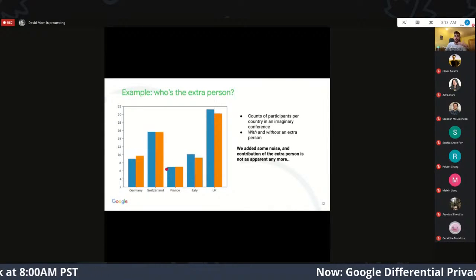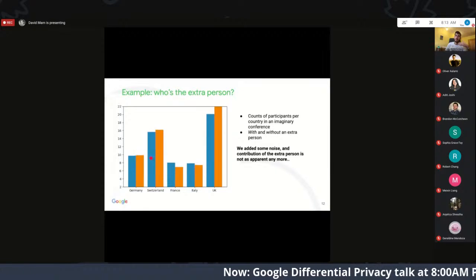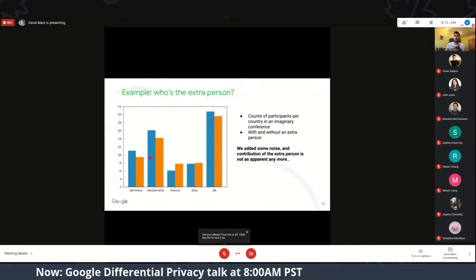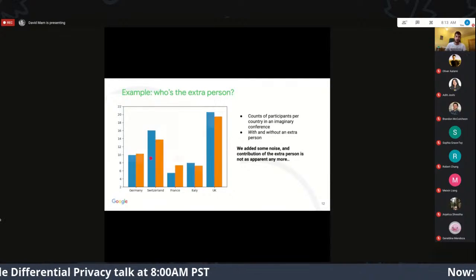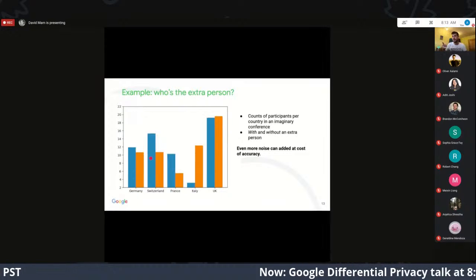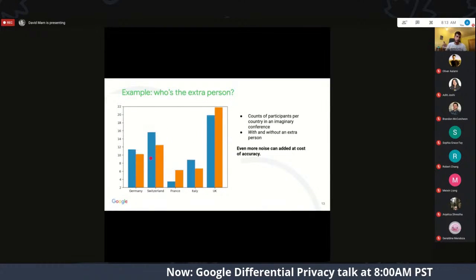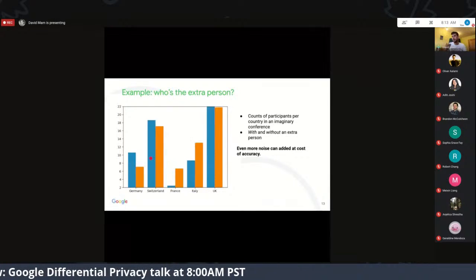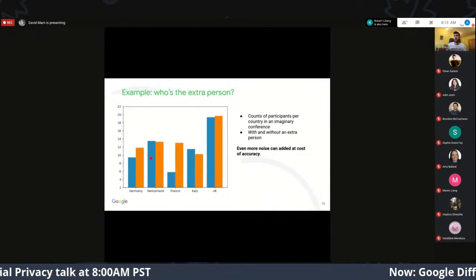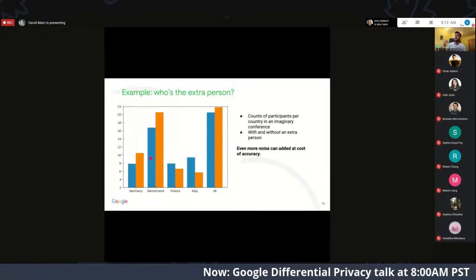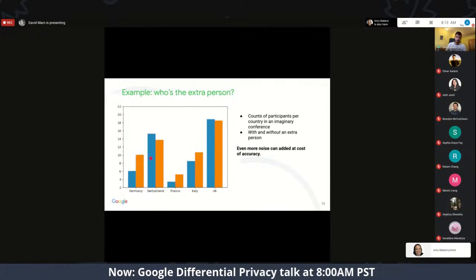And even though there is noise in this data, the data is still useful. We can still see some general trends about the population of this conference. So as we scale up the noise, we get a little bit less utility, but a little bit more privacy. And here, the difficult question is now to decide how much noise you need to add. And this relies heavily on the context of the data that's being used.